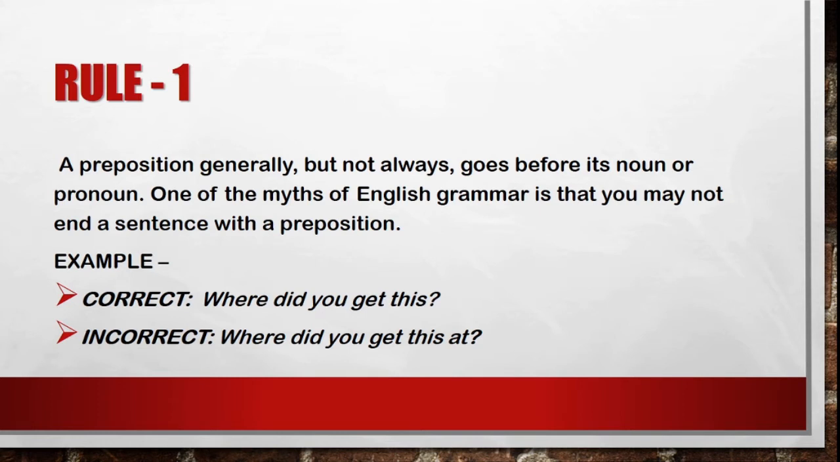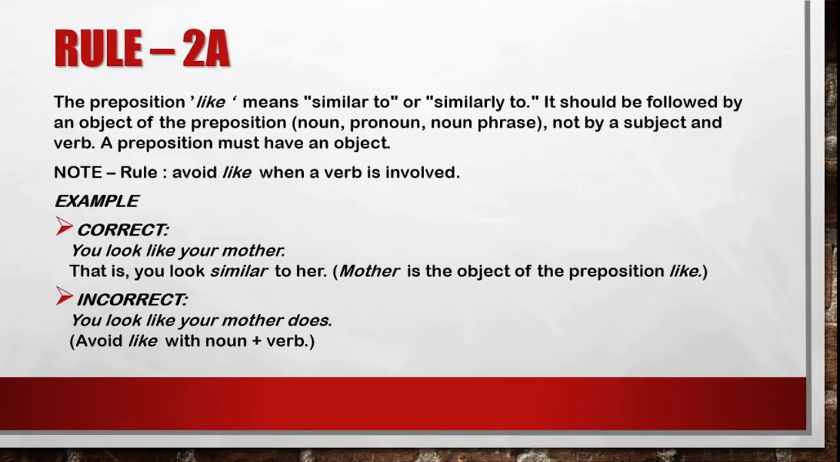For example, where did you get this? That would be correct, right? But the incorrect one would be, where did you get this at? Alright? So I hope you're seeing the difference.